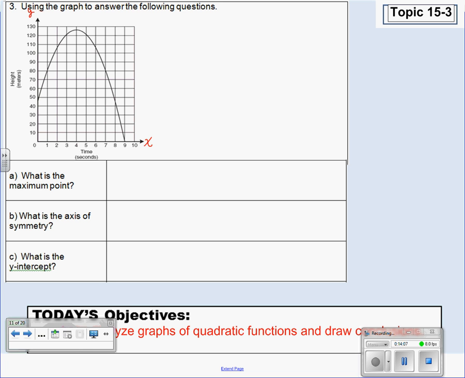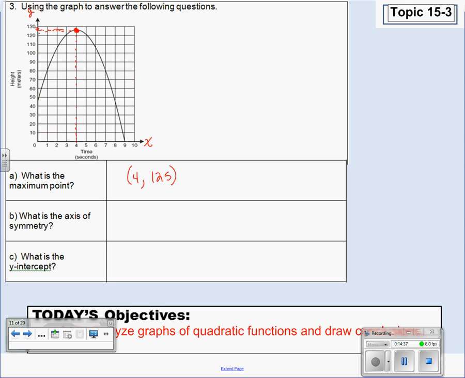We're looking for the maximum point. That means we're looking for the vertex. So this one's asking for a maximum, and that means the vertex. Looking at the vertex, we have our peak, and we go down and find the x-coordinate. So the x-coordinate is 4. The y-coordinate looks like it's halfway between 130 and 120, so we're going to say the y-coordinate is 125.